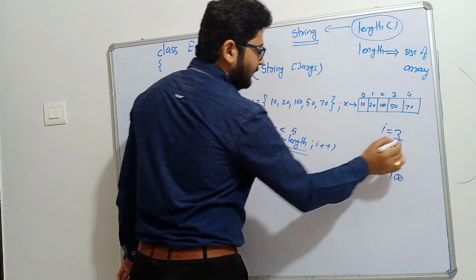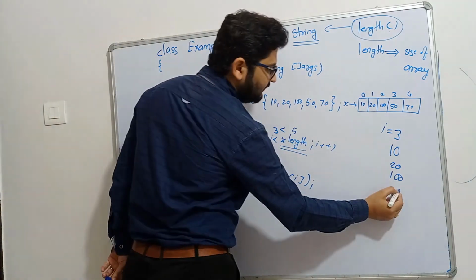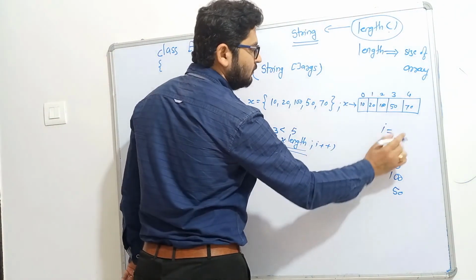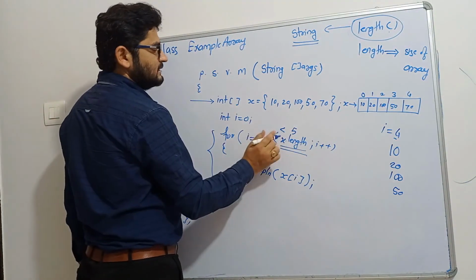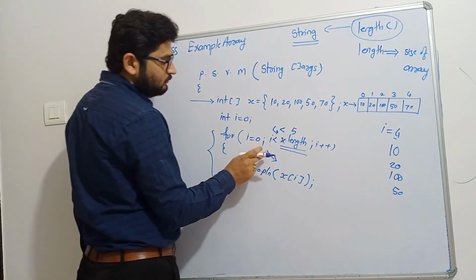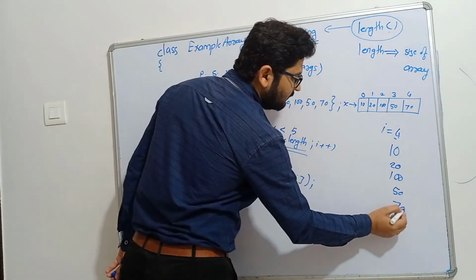Again I++ is there, so I will become 3. 3 less than 5, condition is true. X of 3 will be printed, 50. And then I++, I will become 4. So 4 is less than 5, again the condition is true. Again it will come inside. X of 4, 70 will be printed.